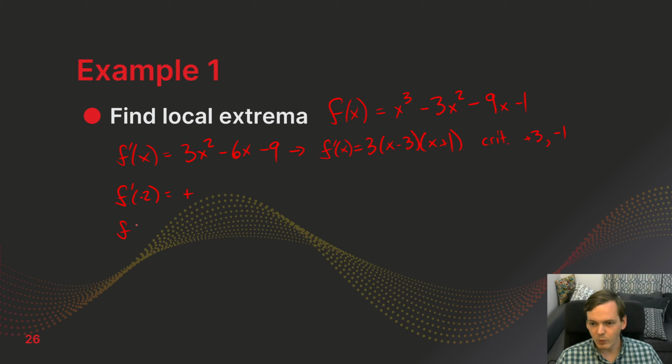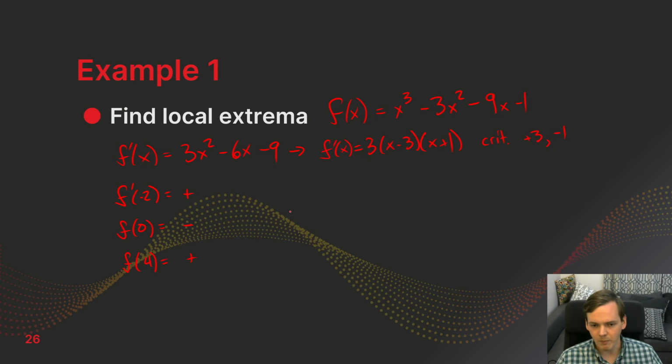Now we need to check a point between negative 1 and 3, so we're going to check 0. Plugging that in, we get a negative, a positive, and a positive, so that'll be negative. And then check a number on the other side of 3, so let's check, say, 4. And that will be positive, positive, positive, so a positive number.